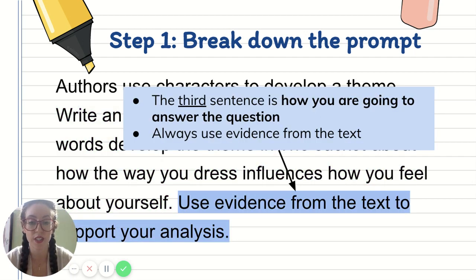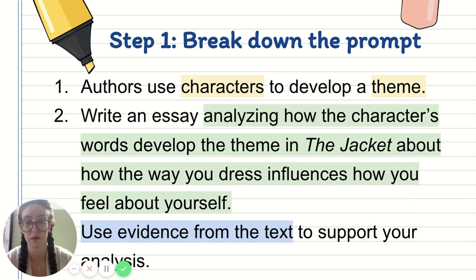Finally, the third sentence is always going to be about how you're going to answer the question. And the expectation is always to use evidence from the text to support your analysis.